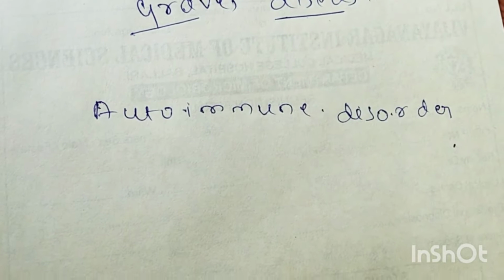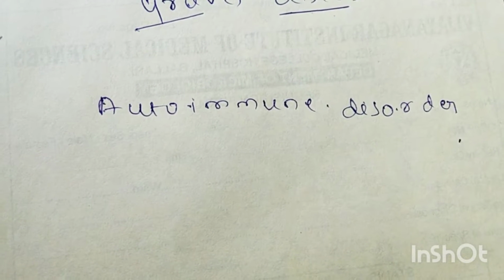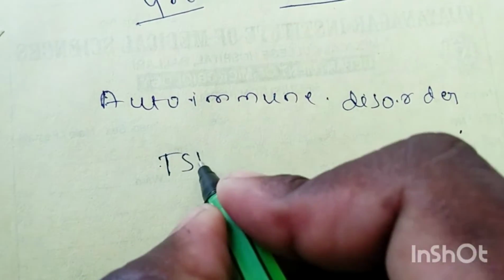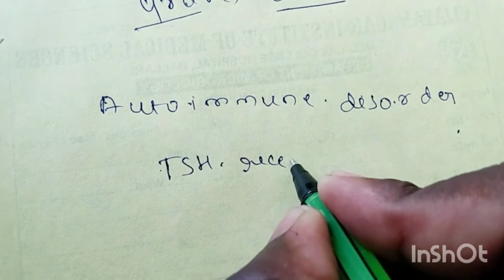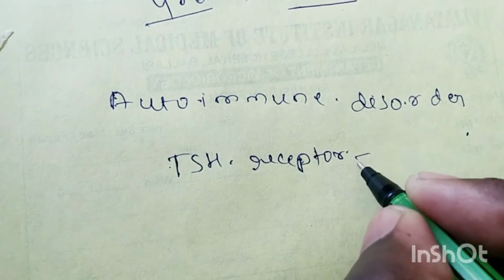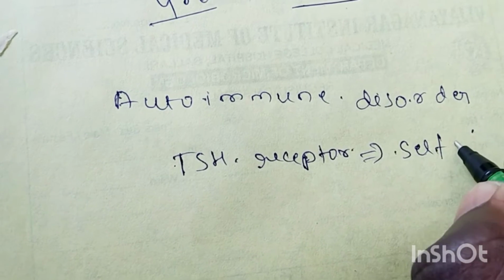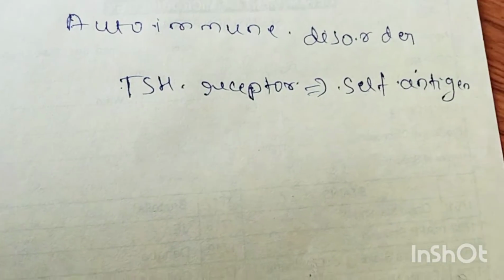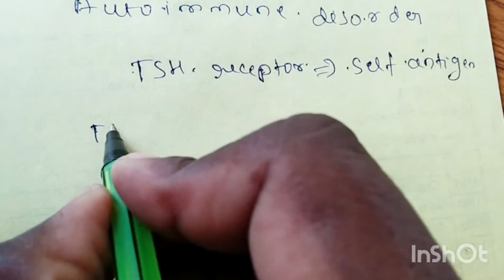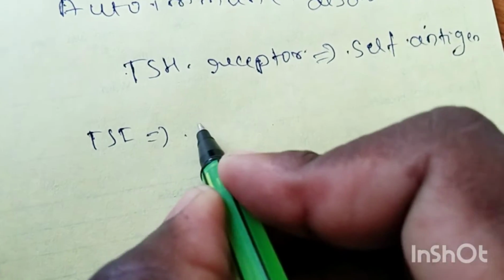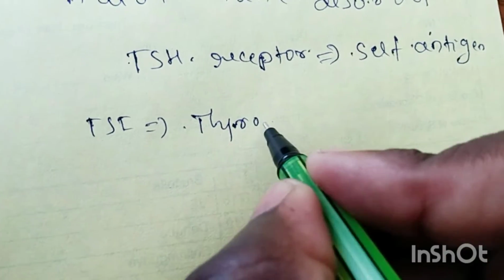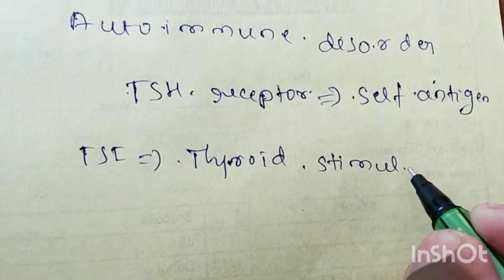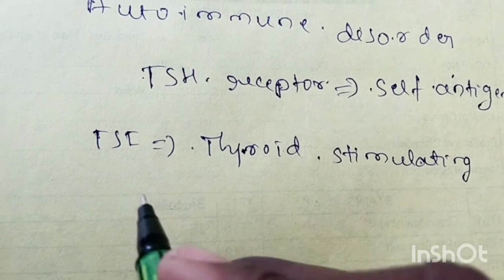So in autoimmune disorders, antibodies are produced against self antigens. The self antigens here are the TSH receptors. The name of the antibodies here is TSI, thyroid stimulating immunoglobulin.